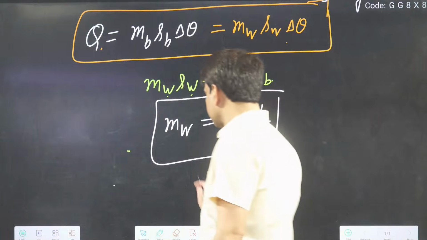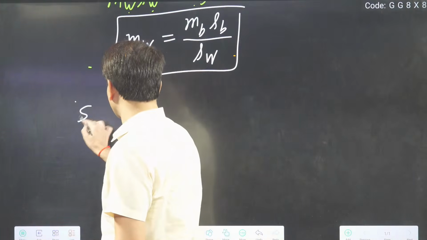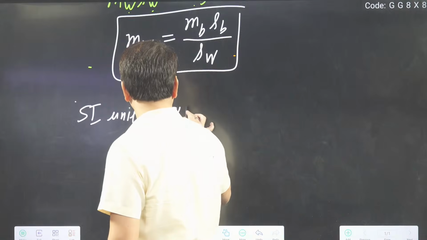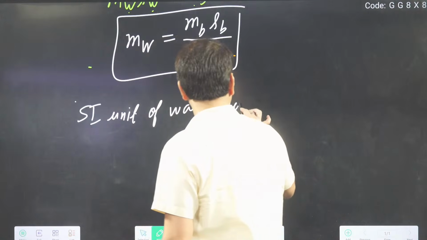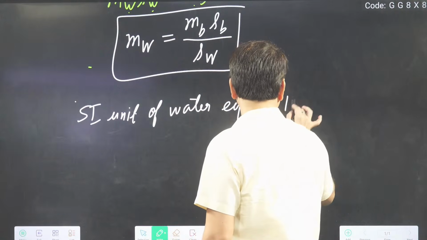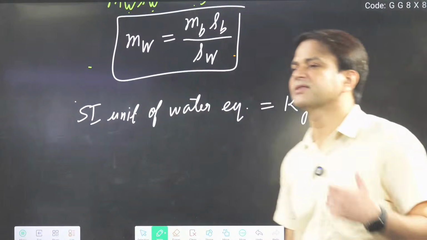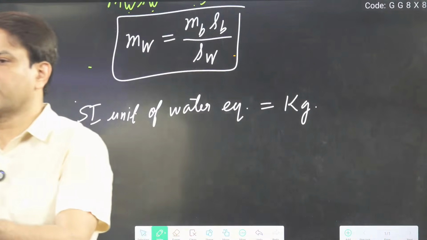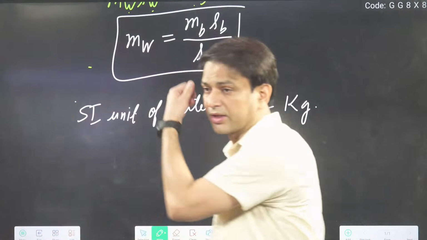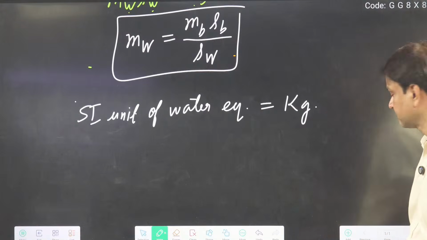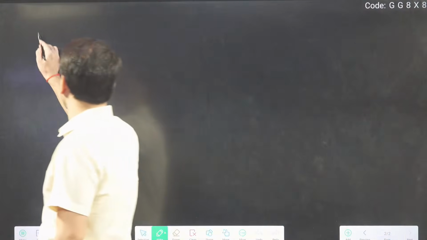Okay. So the SI unit of water equivalent, I can say, is kg, because it represents mass, and the SI unit of mass is what? Kg. So the water equivalent SI unit is what? Kg. Okay. Completed. Okay, now some questions we will do.